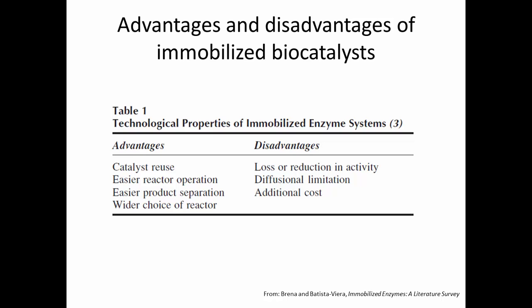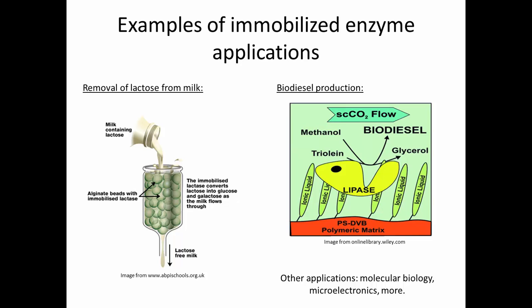Disadvantages could be that immobilization could cause loss or reduction in activity. There is that diffusional limitation, which is the whole point of what we're going to talk about today. And of course, immobilizing catalysts, the raw materials and the process, is all an additional cost. So you've got to weigh the pros with the cons to determine if immobilized biocatalysts is the right option for what you want to do. Some examples include the removal of lactose from milk.